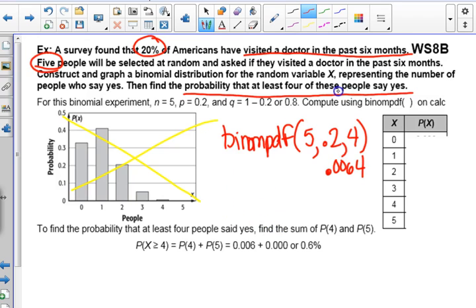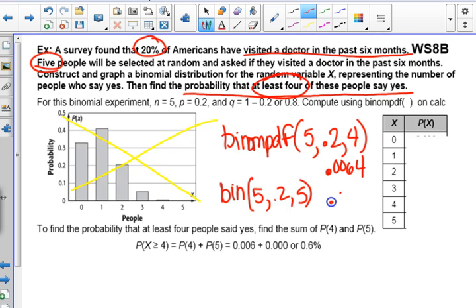Okay, but it said up here at least 4. So we win if we get 4 who say yes, but we also win if we get 5 out of 5 who say yes. So we're going to find that probability. Guys, this is my hint for the day. Do second enter and just change it to 5 out of 5.